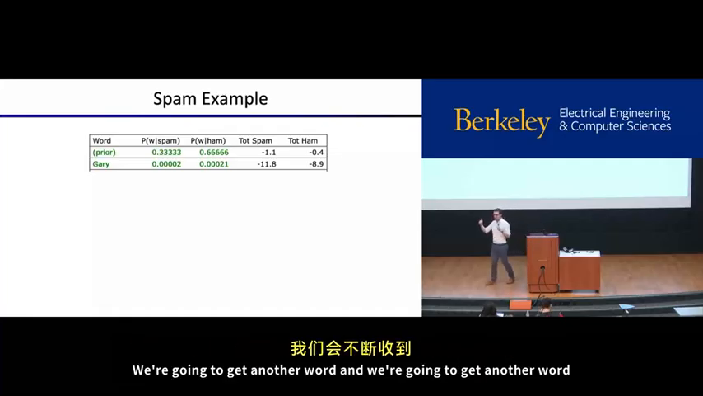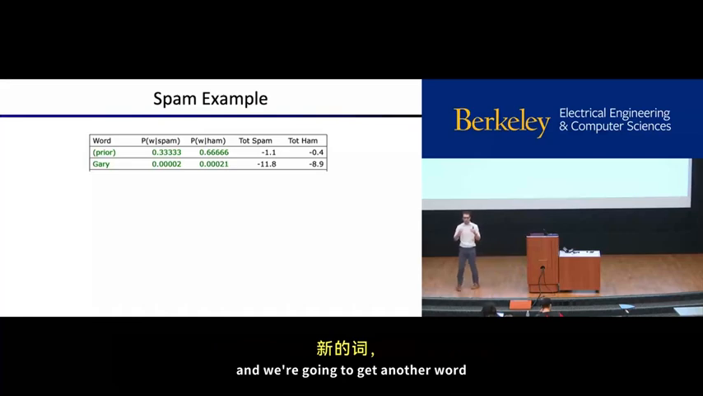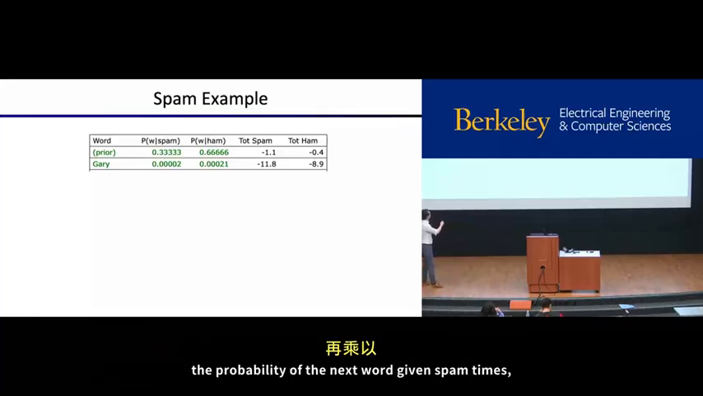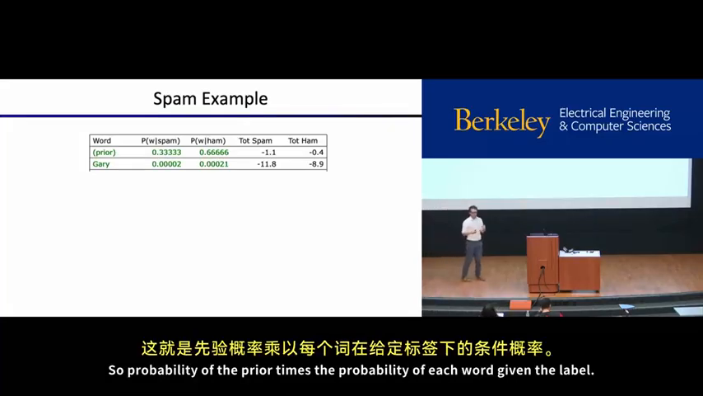We're going to get another word, and another word, and another word, and we're going to have to multiply the probability of that word given spam times the probability of the next word given spam times the probability of the next word given spam. We'll multiply all that by the prior at the beginning. So the probability of the prior times the probability of each word given the label.